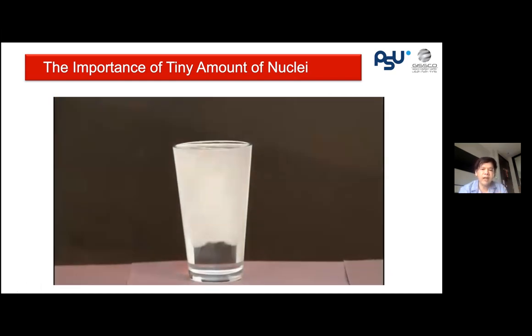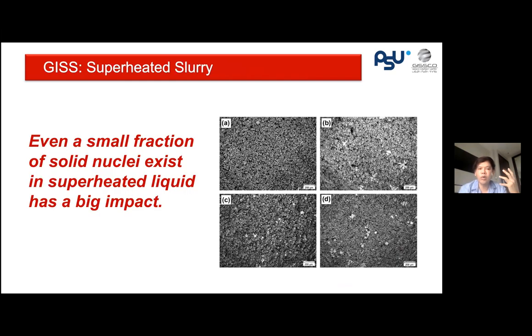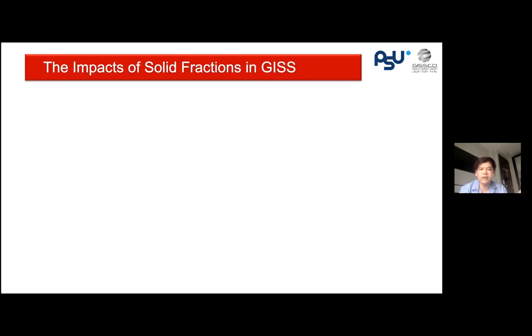So the theory behind this is called undercooling. This water is minus 10 degrees. It has undercooling energy. It cannot change the phase because it requires some nucleation. So if we provide even a small fraction of nuclei, it will help us to overcome the undercooling energy. And then we have spontaneous nucleation and growth. So that's why only a small fraction in the superheated liquid is sufficient to have a big impact. So we can make semi-solid in that way.